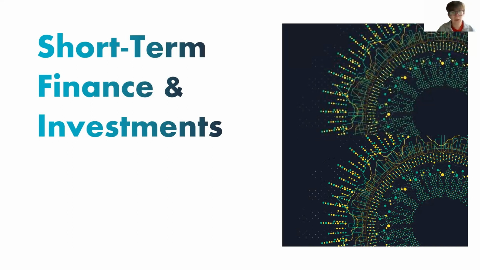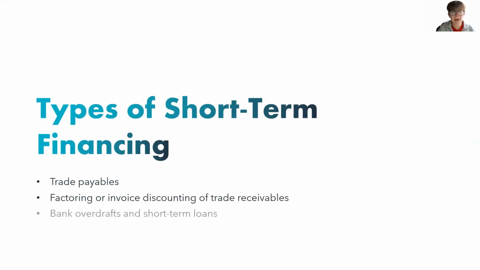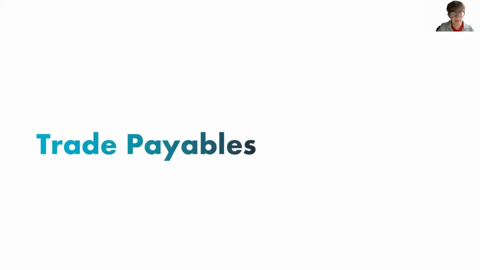In this video, we are going to have a look at the different types of short-term finance and short-term investments. There are many types of short-term financing, and these include trade payables, factoring, as well as invoice discounting of our trade receivables, bank overdrafts and bank loans, as well as financing exports. So let's first begin with trade payables.